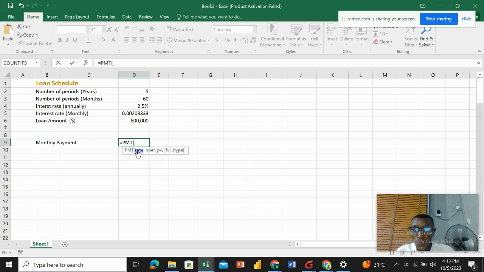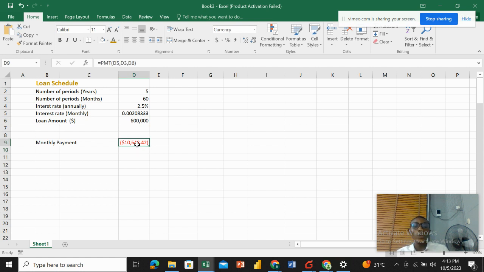So we are just going to factor in our rate, which is our interest rate per month. We are looking at our monthly payment. Then we bring in how many months it is going to cover, then our loan amount, which is our present value. So this is the amount we are going to be paying monthly, 10,600.